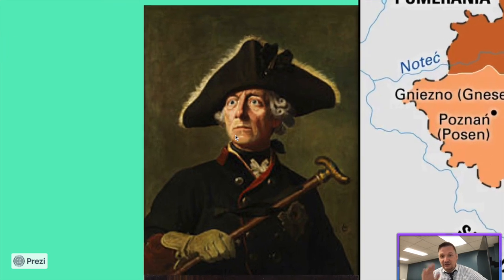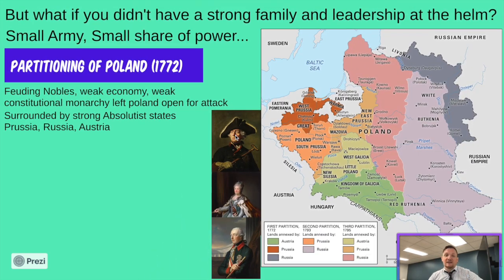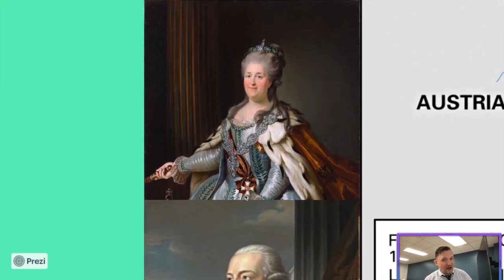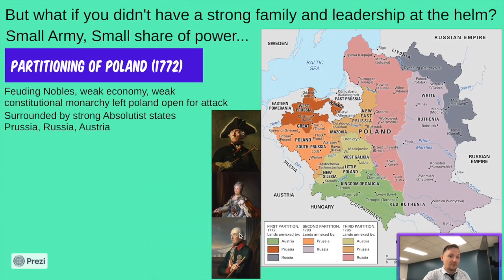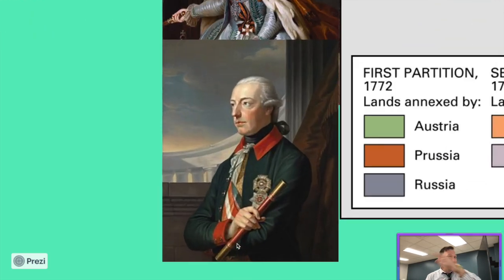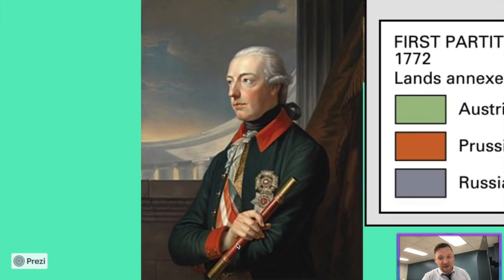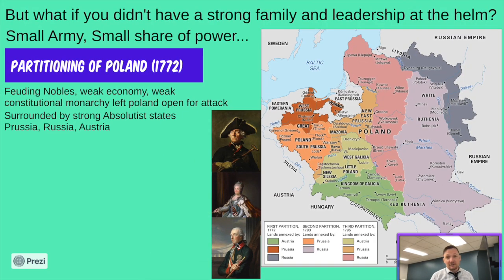Now, speaking of, this is the leader of Prussia at the time. That was a guy's name, Frederick the Great. We'll talk about him a little bit later on when we get to enlightened monarchs. You also have Catherine the Great. We'll talk about her a little bit later on when we talk about enlightened monarchs. And then you also have Joseph II, who is actually the Austrian leader, and we'll talk about him a little bit later on when we talk about enlightened monarchs.